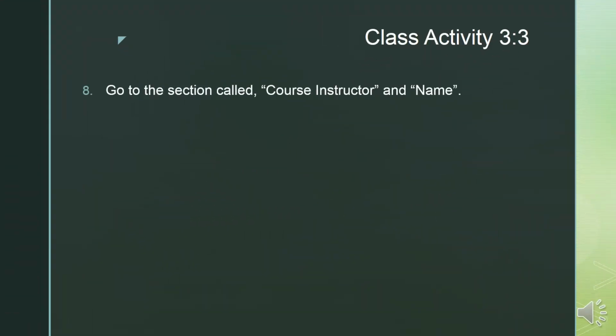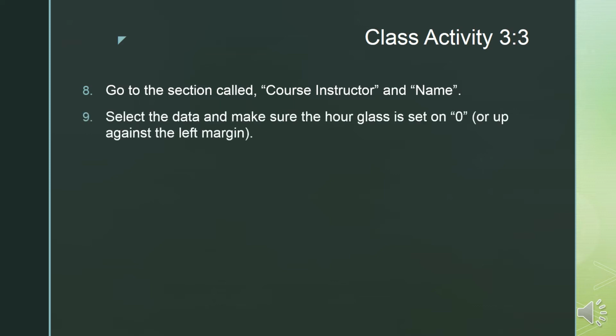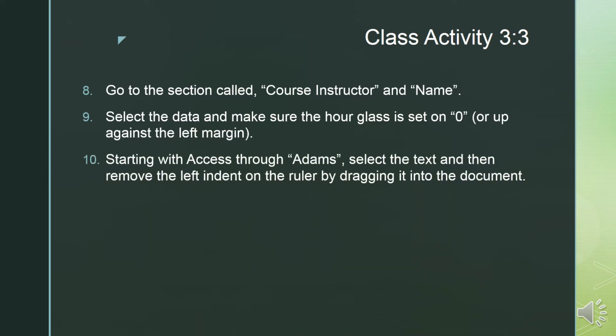Go to the section called Course Instructor and Name. Select the data and make sure the hourglass is set on 0. Starting with Access through Atoms, select the text and then move the left indent on the ruler by dragging it into the document.